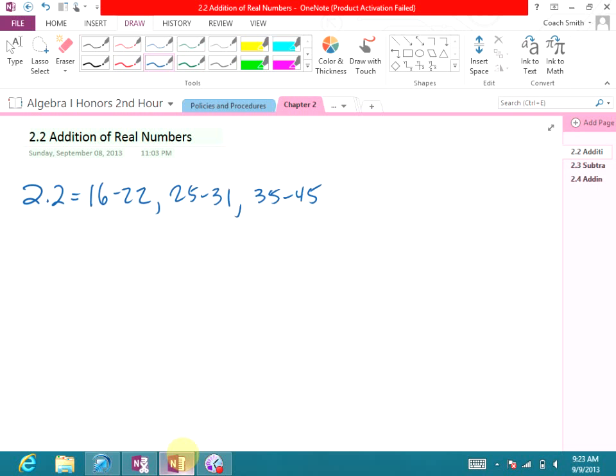I may actually change those numbers that I wrote down for homework, so we'll just have to look at it here in a second. Probably will change them. All right. I want you to do problems 25, 26, and 27.